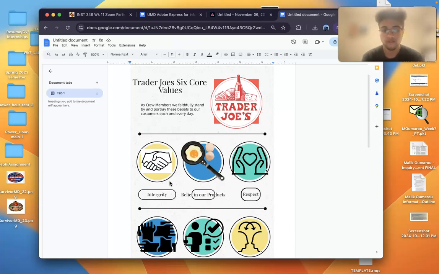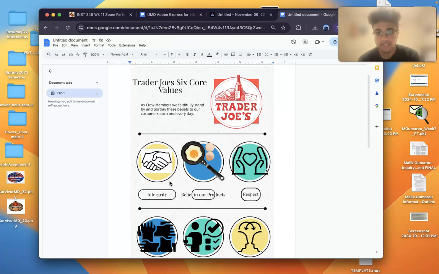Our second one is belief in our products. I found an icon on Adobe Express of a pan with some eggs in it. Obviously, with the current state of the country, egg prices, it's a big product that's very popular and universal. So I decided to go ahead and create that as our example of one of our products, and I put a blue backdrop behind it just to show some contrast.